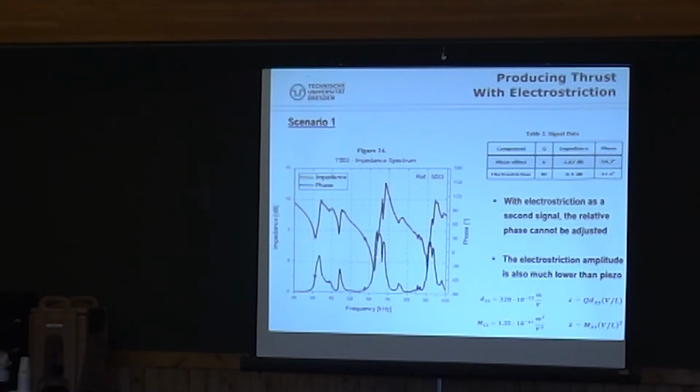So you have a phase between the first signal and the second signal. And this you cannot control because the electrostriction happens at exactly twice the frequency of your first signal. So you cannot control the phase relationship between the second signal and the first signal. And this changes with the impedance spectrum. As I've shown before, it changes on the loaded system that you have. So it varies with the amplifier that you have, varies with the mounting that you have for the Woodward thruster. So it's very difficult to control.